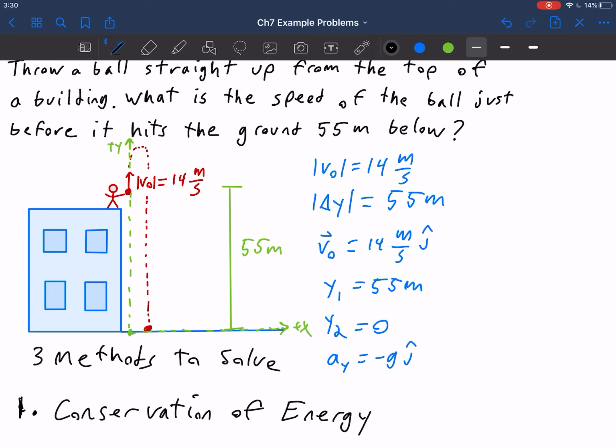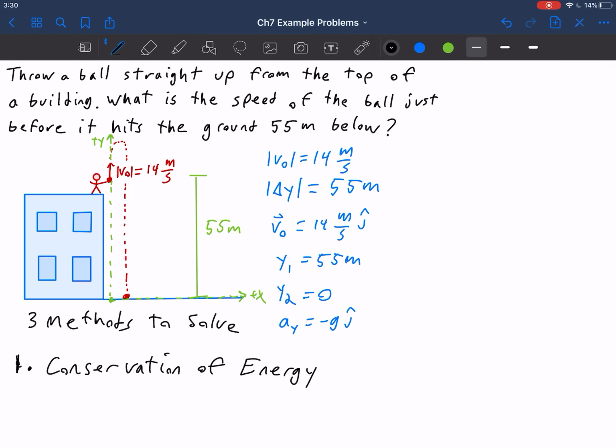How do I know I can use this method? Well, I didn't write it down explicitly when I wrote down the problem, but typically with this type of problem, we're going to assume that there's no friction or no air resistance. If there's no friction, no air resistance, and the only force affecting this ball as it flies through the air is the force of gravity, then gravity is a conservative force. There are no non-conservative forces like friction, and so the total energy of the ball should be a constant, right? That's what conservation of energy means.